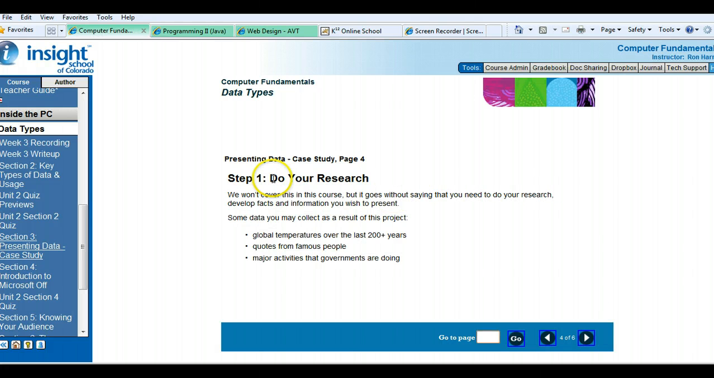Well, the first thing you have to do, step 1 with presenting your information, is do your research. Find information, find data, right? Global temperatures over the last 200 years, quotes from famous people, major activities the government is on. So the first step in presenting information and presenting data is to do your research. That's the first part of the Class Connect write-up answer.